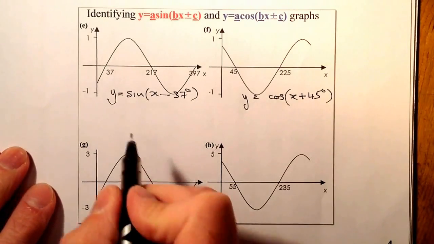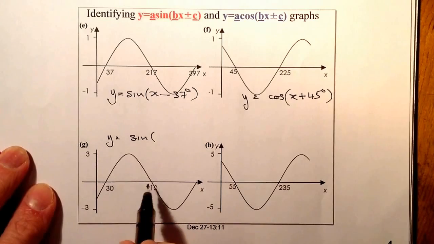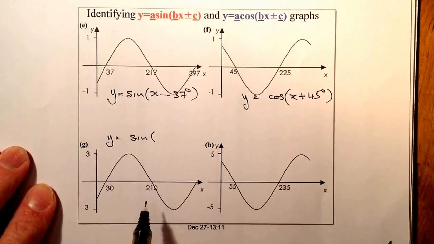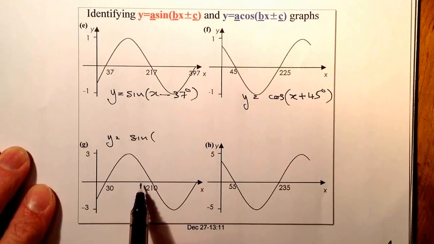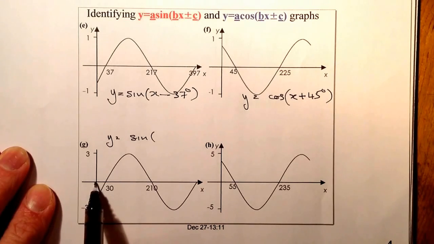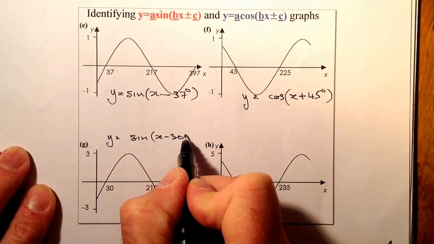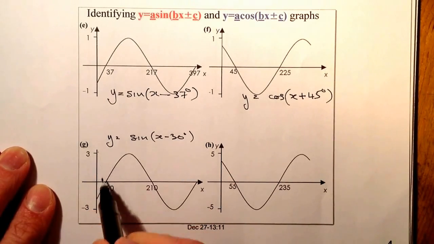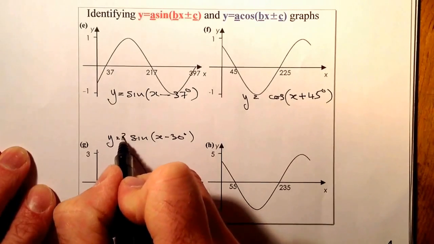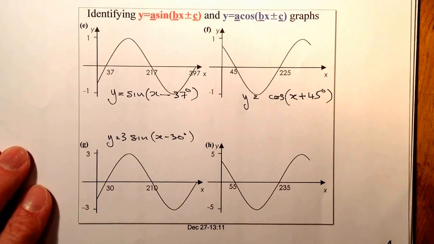So I can see it's a sine graph. So y is equal to sine. It's been shifted along by 30 degrees to the left, as I can see from both these values, because that should be through here at 180. That should be starting at 0. So that's going to be x minus 30 degrees. And what I've got here is I can see it's up to 3 and minus 3, so I'm going to put a 3 in there. Okay, so y is equal to 3 sine x minus 30 degrees.